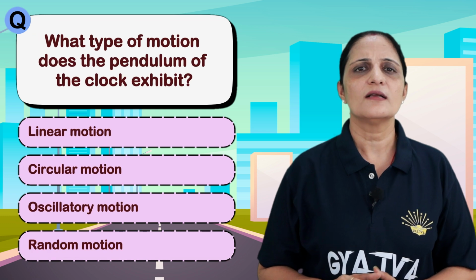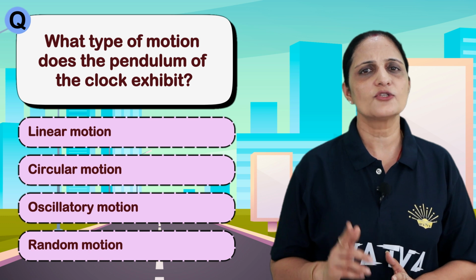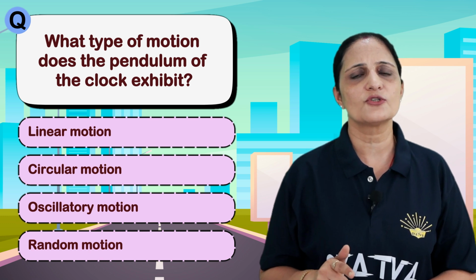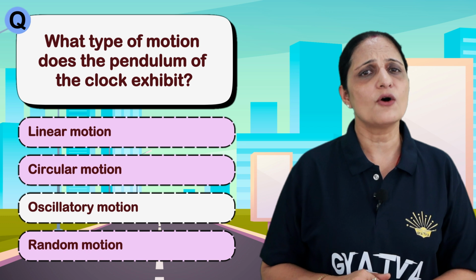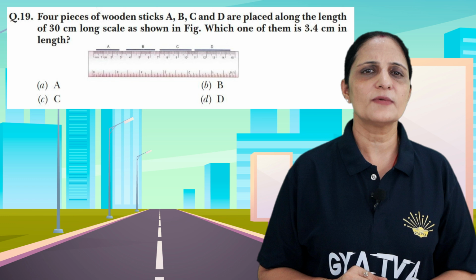Question number 18. What type of motion does the pendulum of the clock exhibit? Linear motion, circular motion, oscillatory motion, or so it represents an oscillatory motion or the to and fro motion. Question number 19.